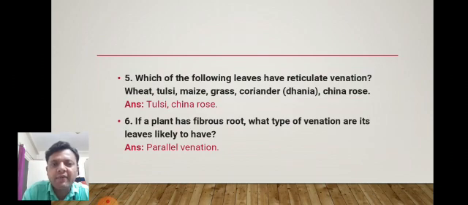Number 6. If a plant has a fibrous root, what type of venation are its leaves likely to have? So the answer is parallel venation. Okay, the answer is parallel venation.